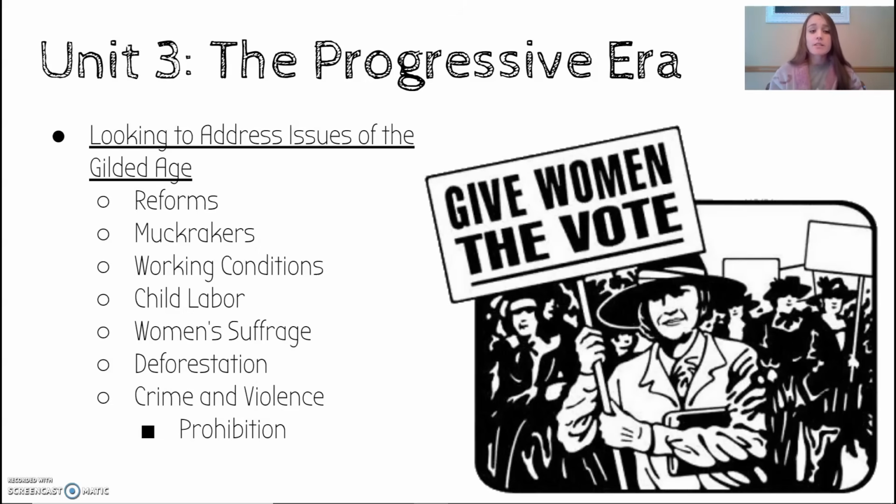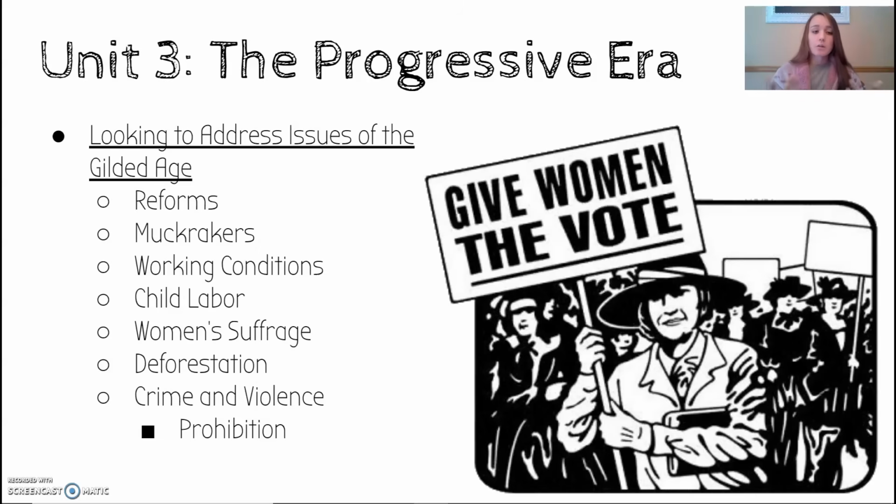It was dangerous. Also, women weren't seen as equal in the political realm either. Women did not have a voice and could not vote, and so the women's suffrage movement, suffrage means the right to vote, was a part of the progressive era. Some other issues, there wasn't any conservation. Deforestation was a problem. In the cities, there was crime and violence because of this massive influx to the cities, and that's going to lead to prohibition.